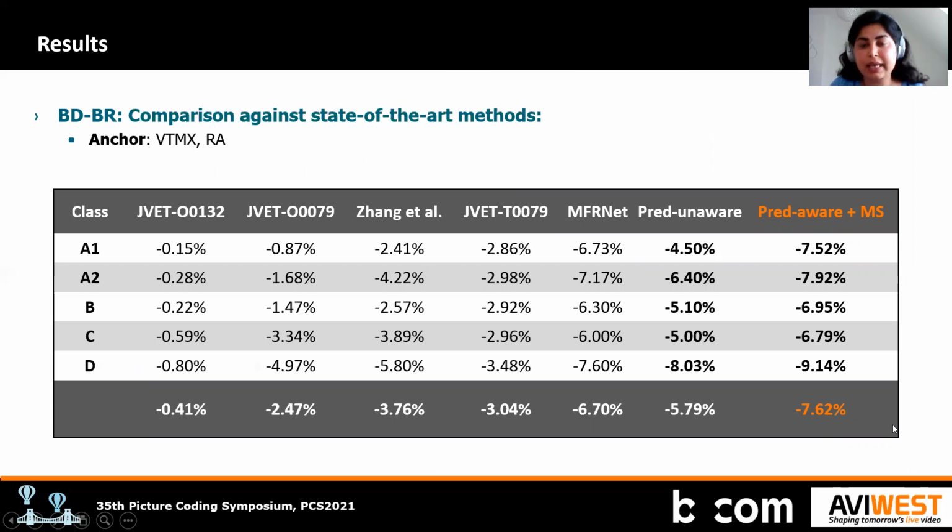It is worth mentioning that, as you can see, our baseline, the prediction-unaware setting, is worse than the MFRNet method, which is employing a very efficient architecture for their quality enhancement. So we can conclude that if we add the prediction information and also the model selection strategy to MFRNet, we can also get higher gain in terms of bitrate saving, which is left as future work.